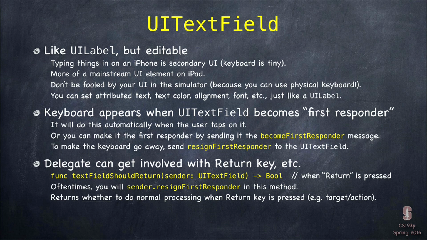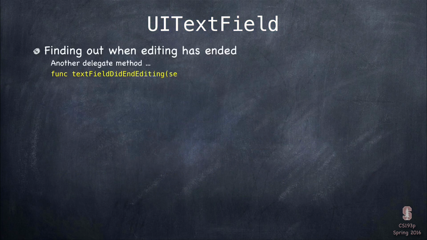But you usually do implement this because one thing you want to do in here is resignFirstResponder. A lot of times when the user hits return, okay, you do the target action, but you want the keyboard to go away. So a lot of times you'll do that here in textFieldShouldReturn. So you just need to set yourself as the UITextField delegate. You've got to say that you implement UITextFieldDelegate, and then you implement this method. And inside just say sender, which is the text field that's sending this to you, resignFirstResponder.